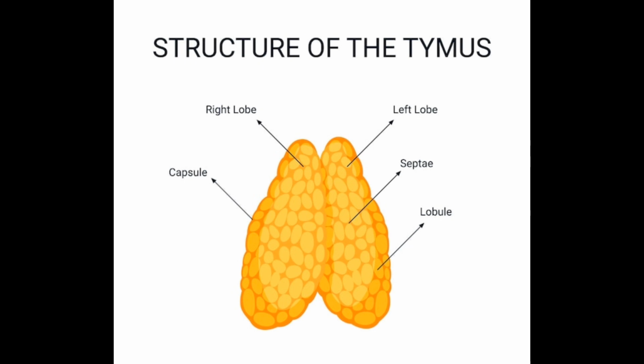This is the structure of the thymus, which consists of right and left lobes. The dividing parts are called septa. The outer portion, which surrounds the thymus gland, is called the capsule.